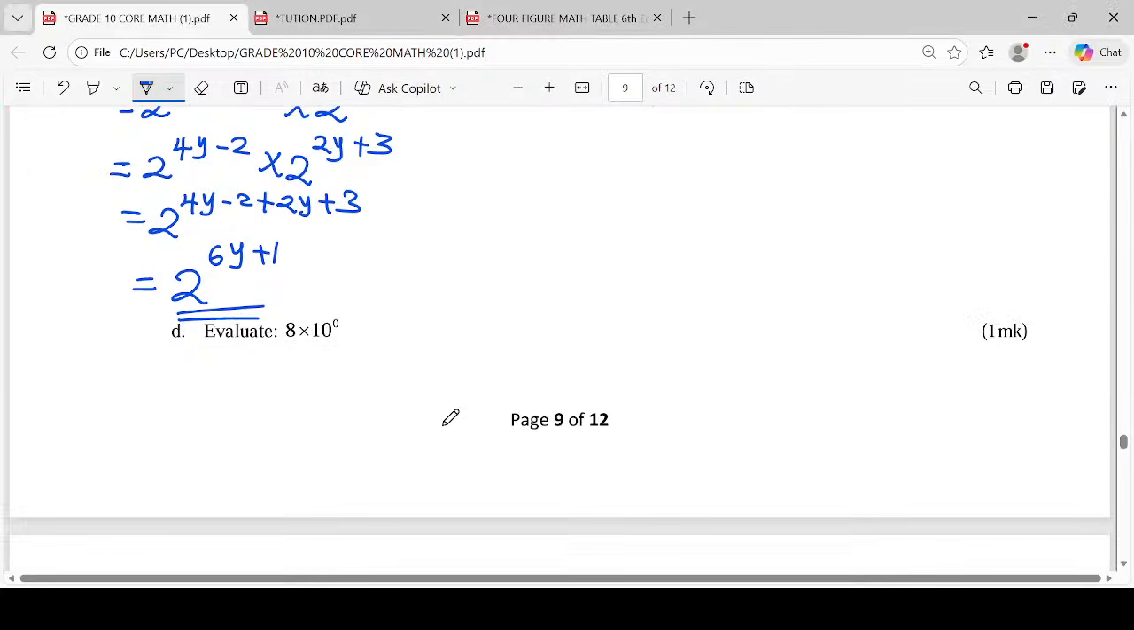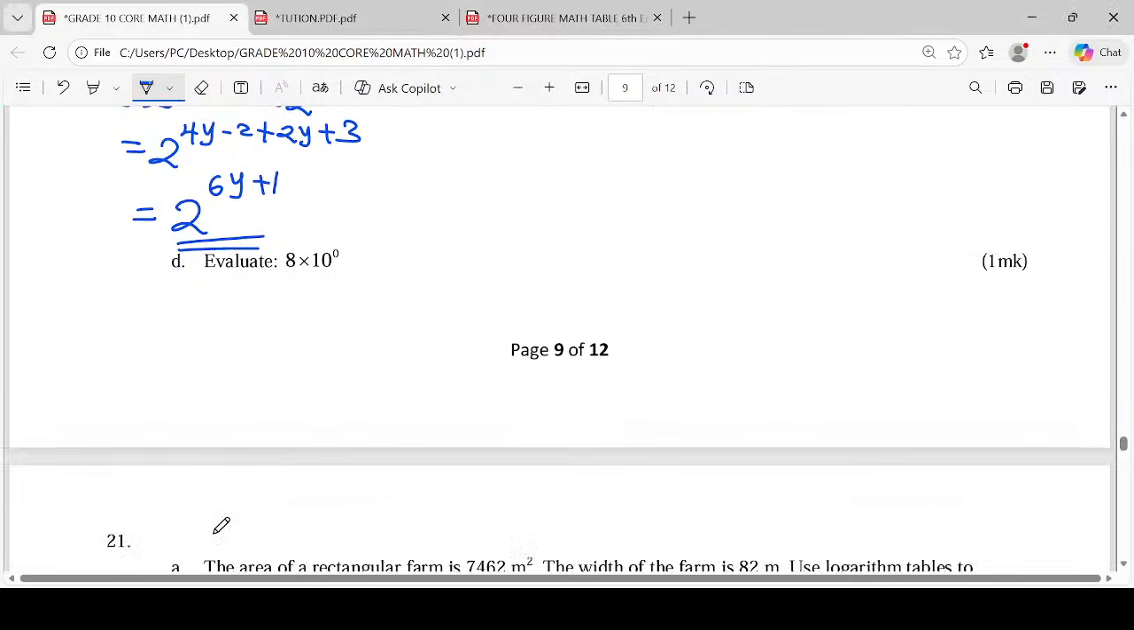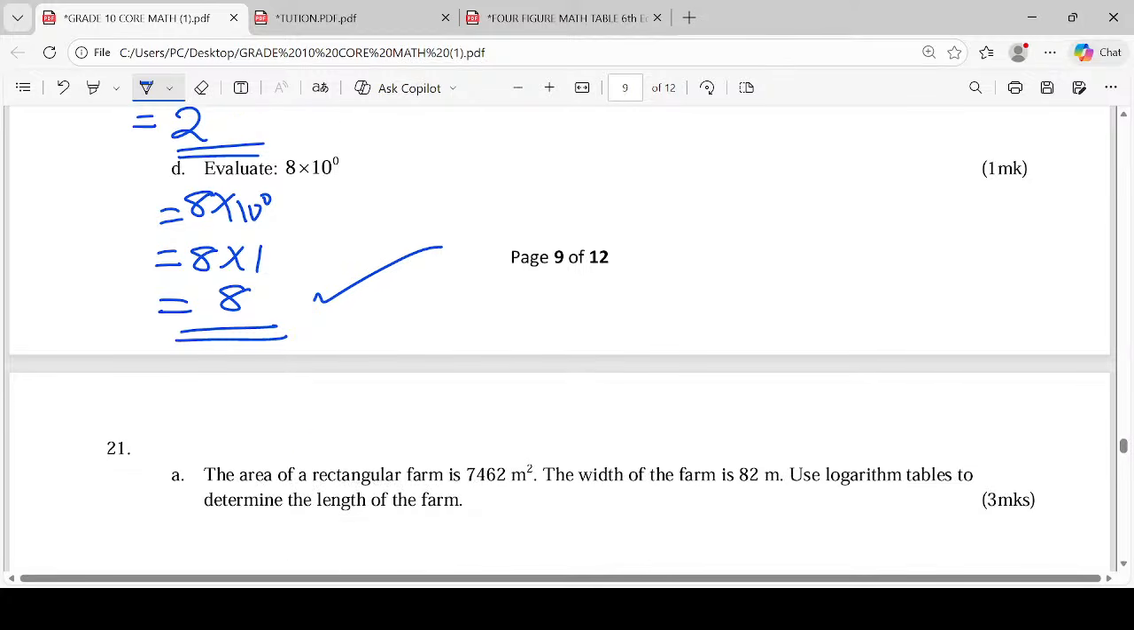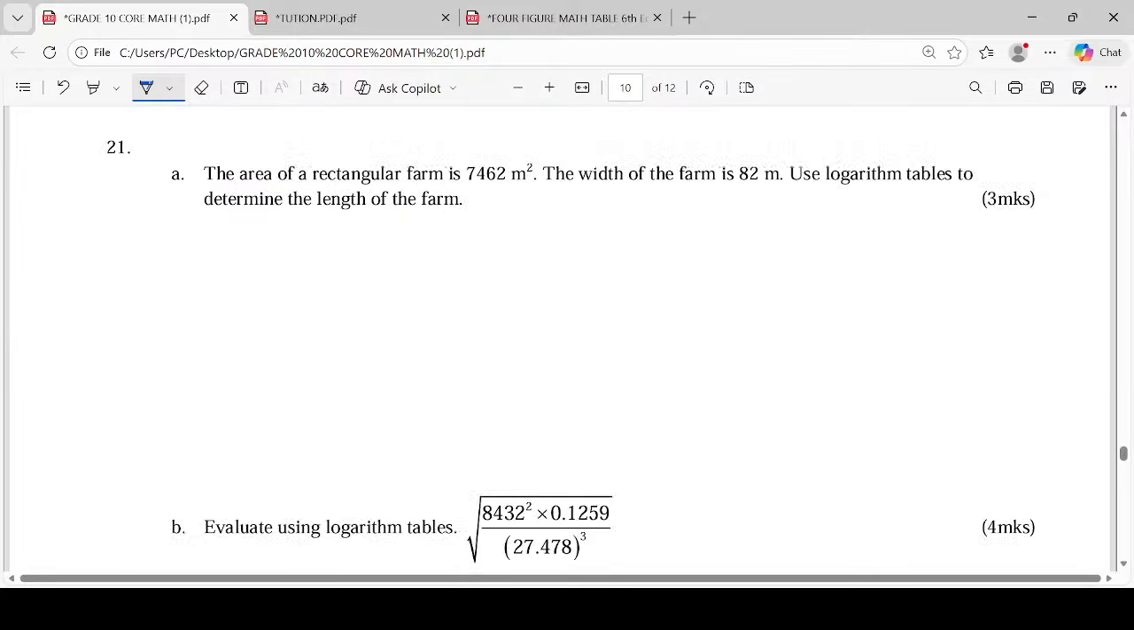Let's look at question number D. Evaluate 8 times 10 power 0. So when you have 8 times 10 power 0, remember a number raised to power 0 is 1. So this is just like saying 8 multiplied by 1, whose answer is 8.